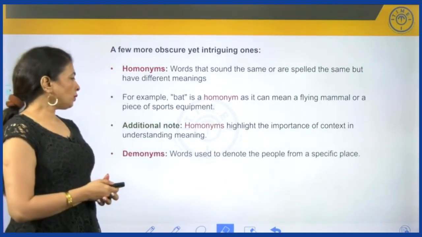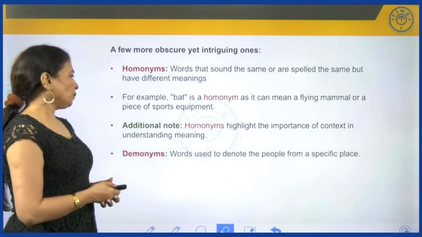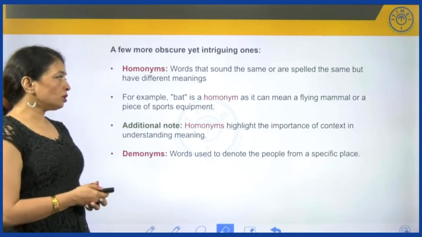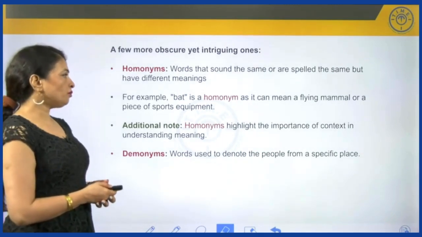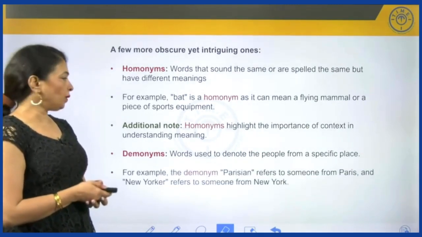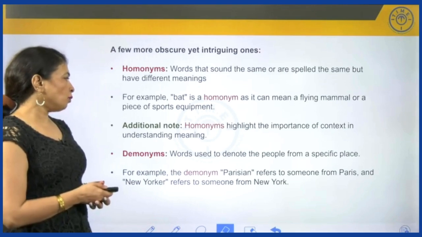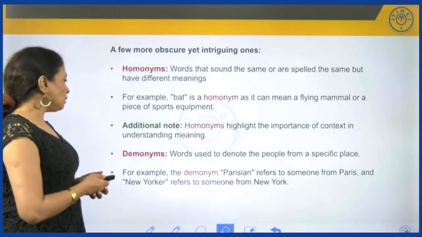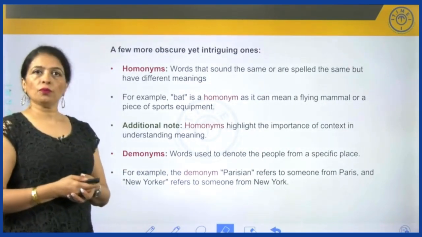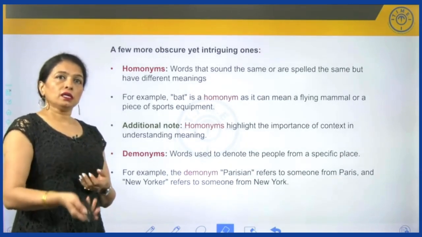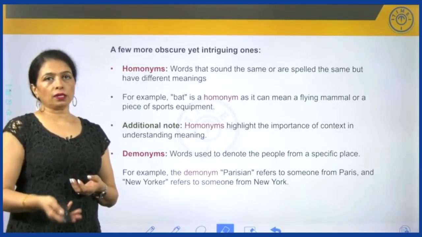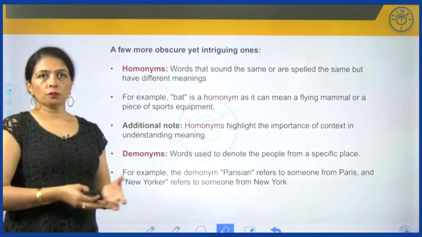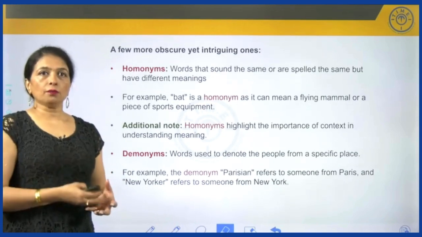We have the next one now, which is a demonym. Demonym is a word which is used to denote the people from a specific location or from a specific place. For example, the demonym Parisian refers to someone from Paris and New Yorker refers to someone from New York. Similarly, Indian refers to a person from India, and all of these words are demonyms. So, nyms means name and demo is for people.